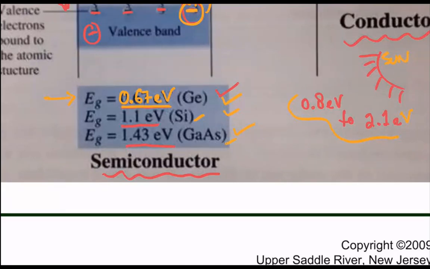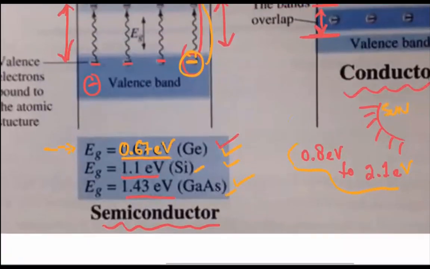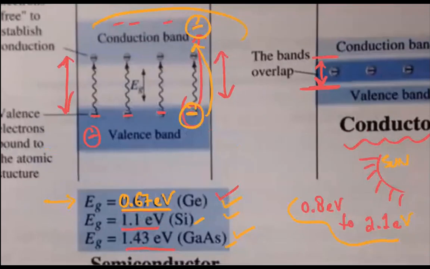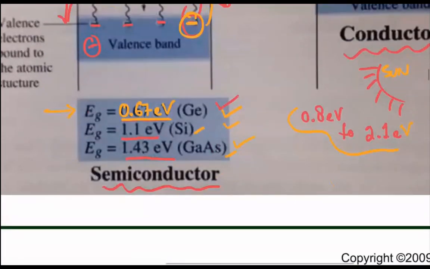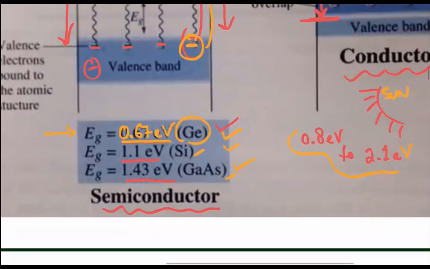So any energy that is above 1.1 electron volt is going to move the electron in the valence band to the conduction band over here. Or you can use germanium also, but germanium has a band gap energy of 0.67 electron volt, which is not a part of this range, right? So what do you think could be a good solar cell material, germanium, silicon, or gallium arsenide?